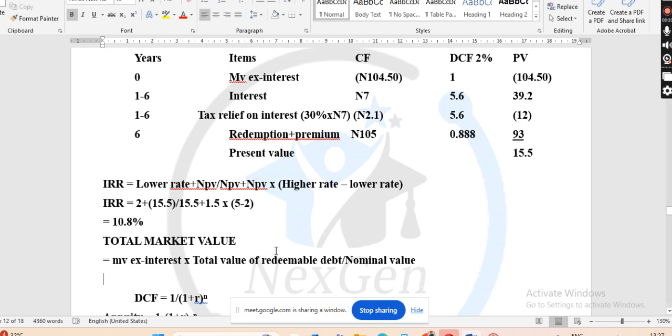Now, why do you have to do it this way? For those who were in my class last night, how do we do it? Now, the market value of interest is given already, which we use to determine the what? Internal rate of return, which is 104.5. You can see it there, right? Is that not so? Now, that is per bond, per 1, class, per 1.50. Multiply by total value of the redeemable debt.